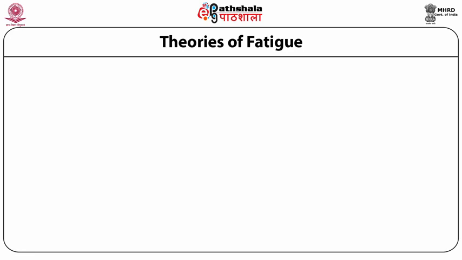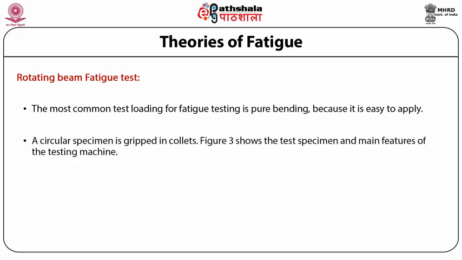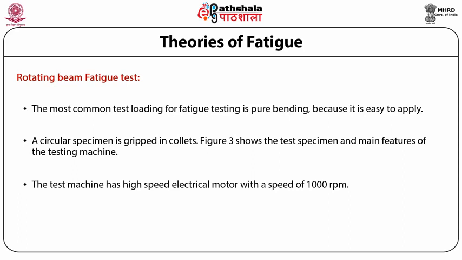So the first test is the rotating beam fatigue test. The most common test loading for fatigue testing is pure bending because it is easy to apply. A circular specimen is gripped in collets. The given figure shows the test specimen and main features of the testing machine. The test machine has a high speed electrical motor with a speed of 1000 rotations per minute, or 1000 RPM.